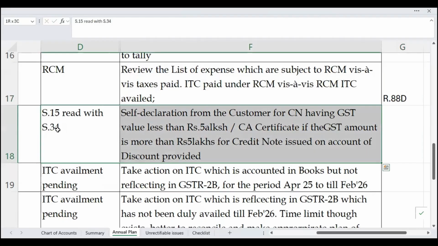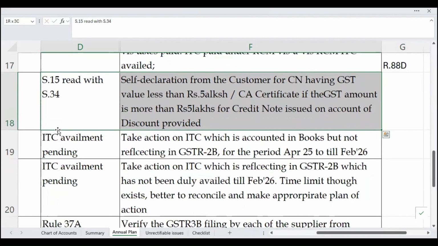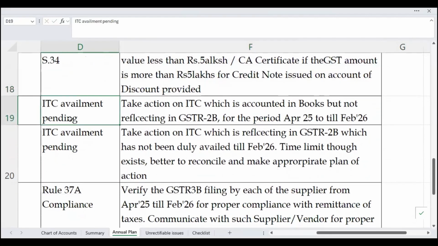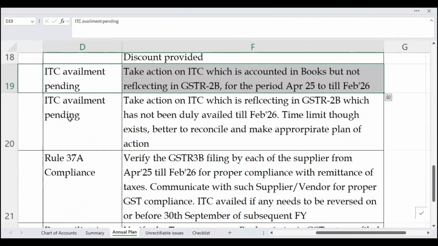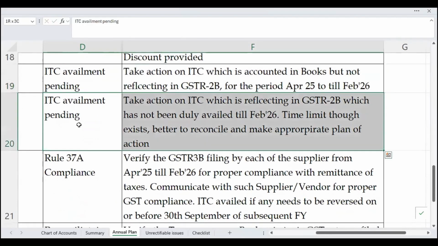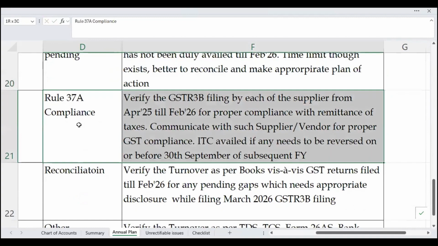Then I have explained credit notes: more than 5 lakhs, chartered accountant certificate; less than 5 lakhs, self-certified. ITC availment pending, which again is the imports case I have explained. This also is the imports case I have explained. This is a new compliance, Rule 37A.